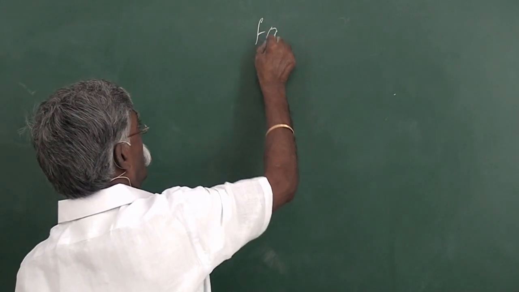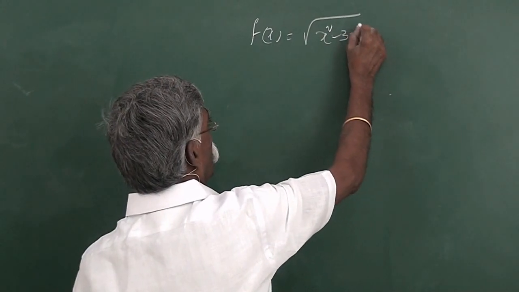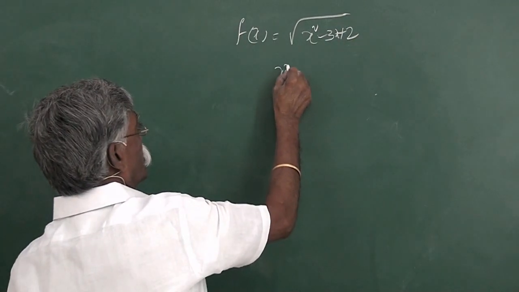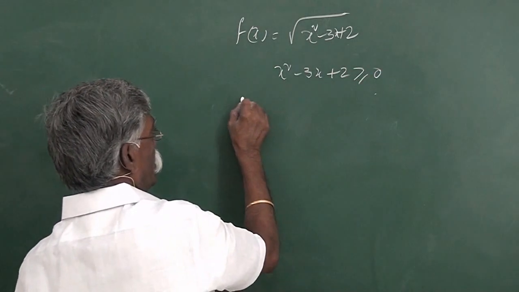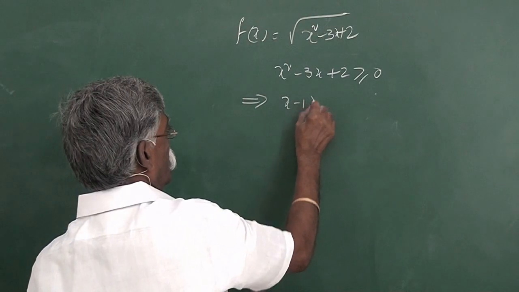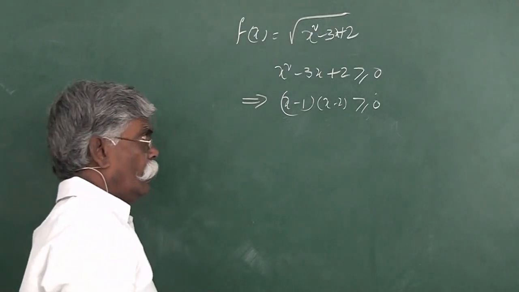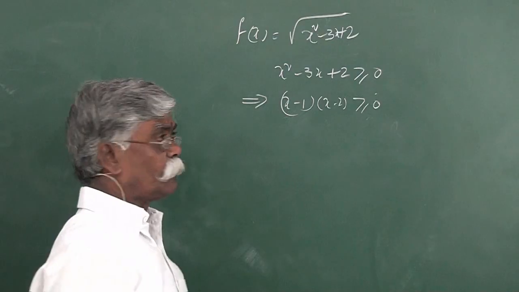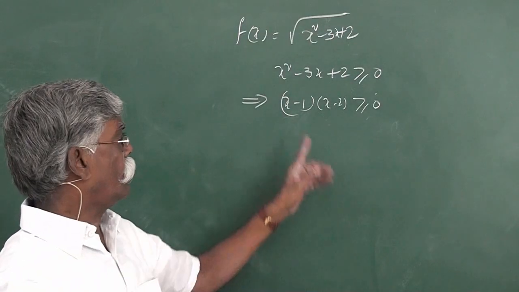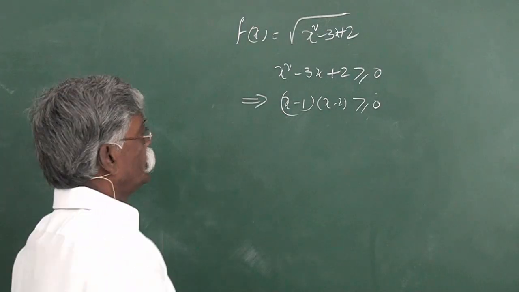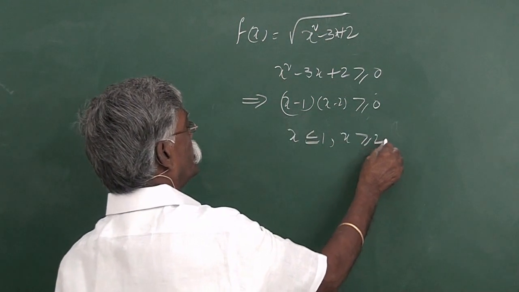f of x is equal to square root of x square minus 3x plus 2. x square minus 3x plus 2 greater than or equal to 0. This implies (x minus 1) into (x minus 2) greater than or equal to 0. Coefficient of x square is positive, expression is positive when both are having the same sign, x cannot lie between these two values 1 and 2. Therefore, x should be less than or equal to 1 and x should be greater than or equal to 2.